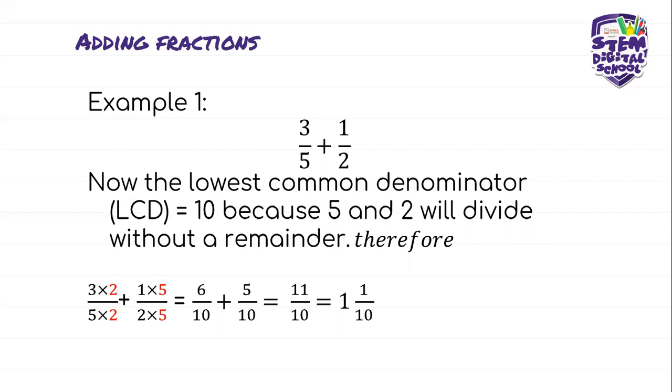And then what do we do? If you have an improper fraction, of course, you'll find out how many times 10 goes into 11. It goes once, and the remainder is 1 over 10. So you'll have a whole number 1 there, and then 1 over 10. So that will be your solution.